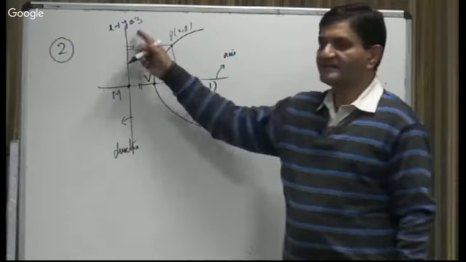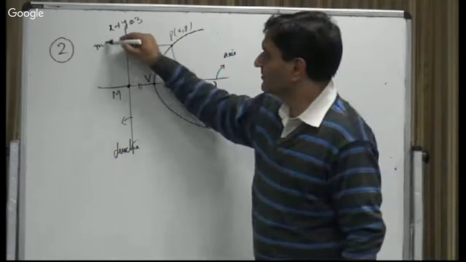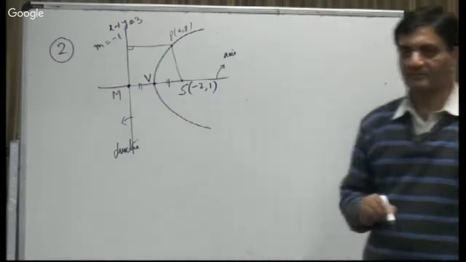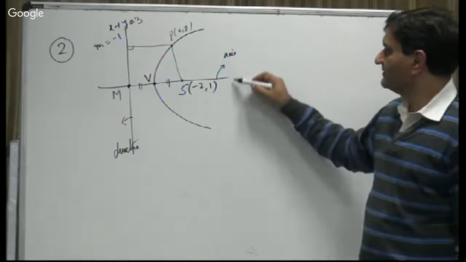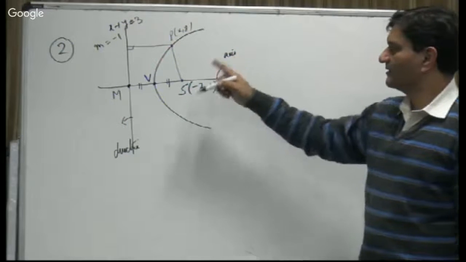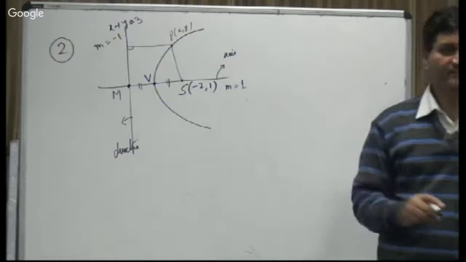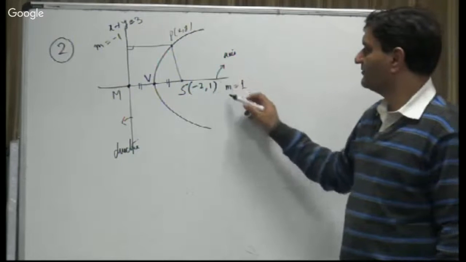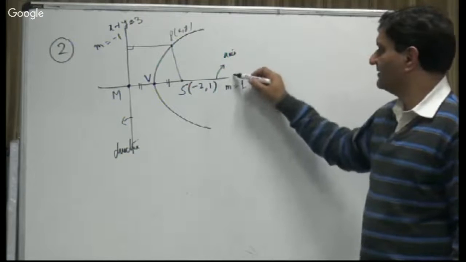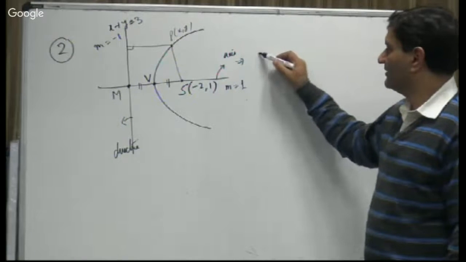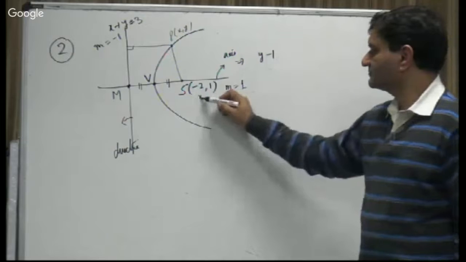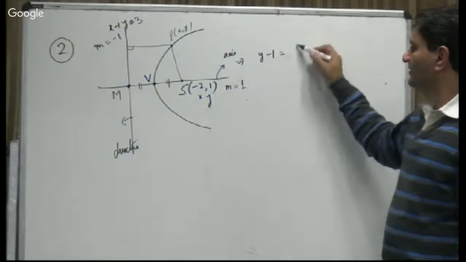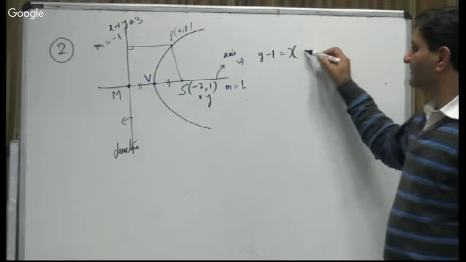What is the slope of this directrix? -1, right? What is the slope of the axis? The slope here is 1. Directrix and axis are perpendicular lines. So what is the equation of the axis? The equation of this axis will be y minus 1 is equal to slope 1 into x plus 2.